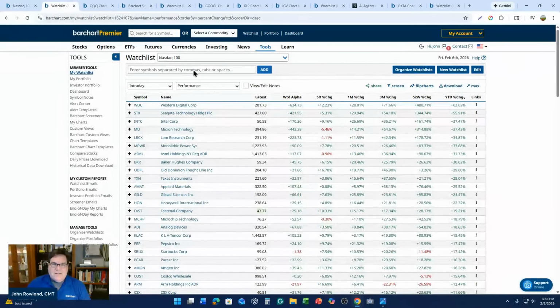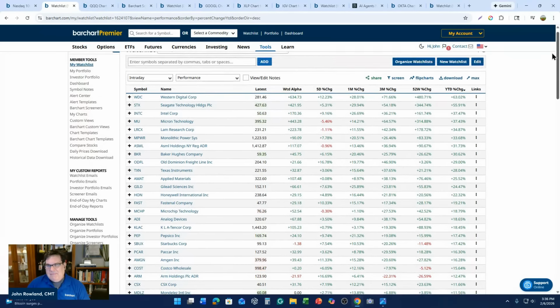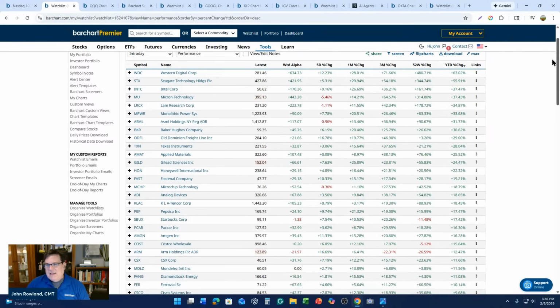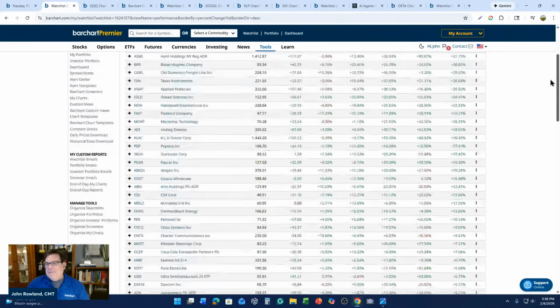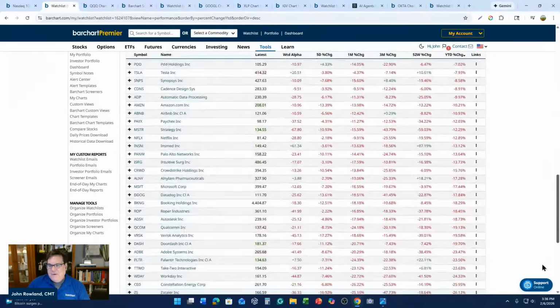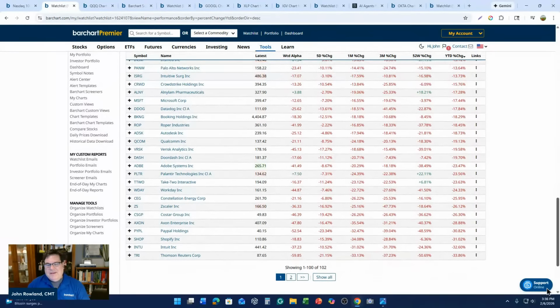So here's a watch list of the Nasdaq 100, and I sorted this by year to date, and you can see, when I put this up this morning, it was actually 50-50. I think it's skewed just slightly, like 53 to 47. But you can see that half the stocks in the Nasdaq are up for the year, and half are down for the year. So that's really telling me, I think, more of the same moving forward.